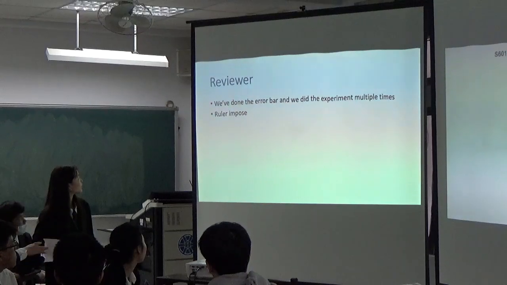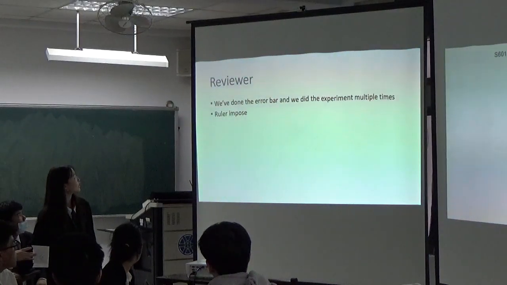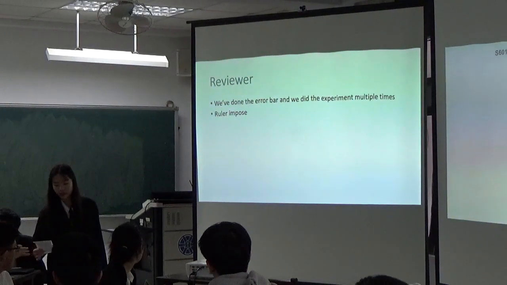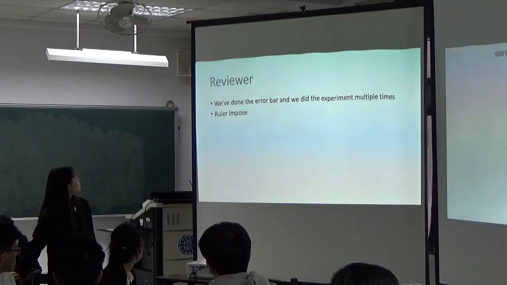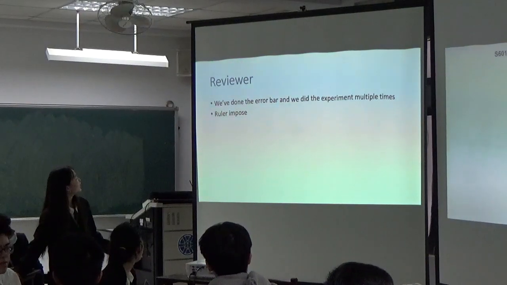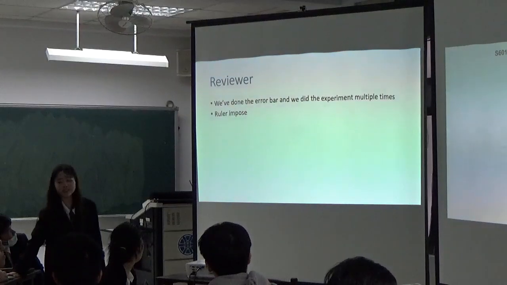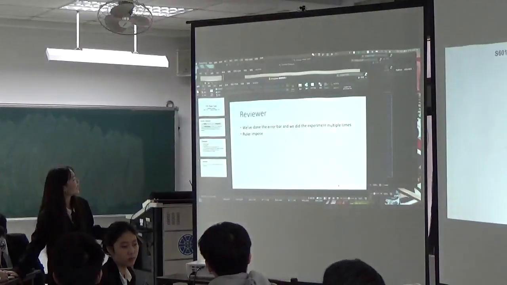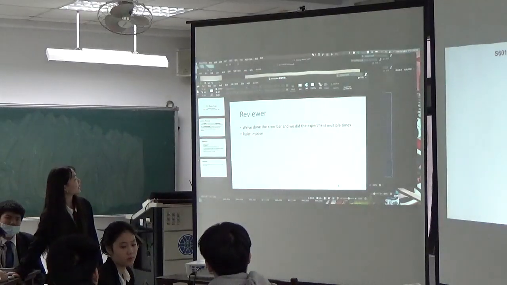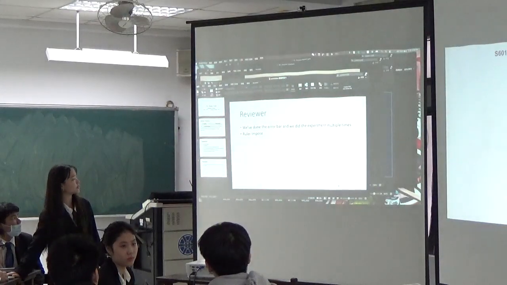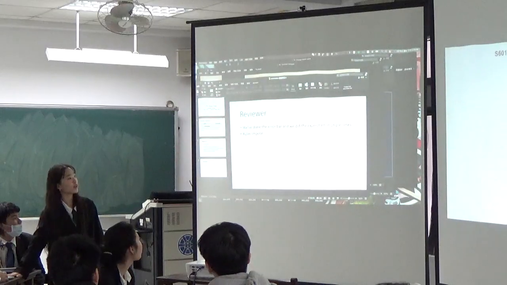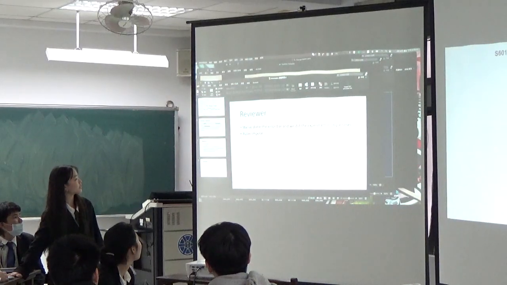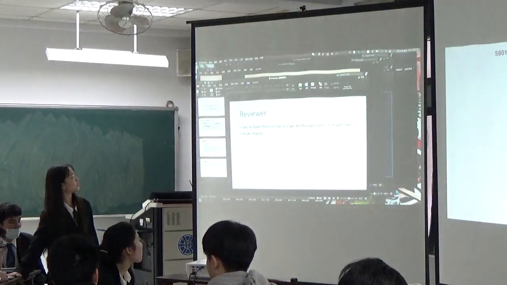And for the reviewer, they have discussed the ruler error bar and asked if they did the experiment multiple times or not. And so for the conclusion, we think that there are a lot of factors to be considered.